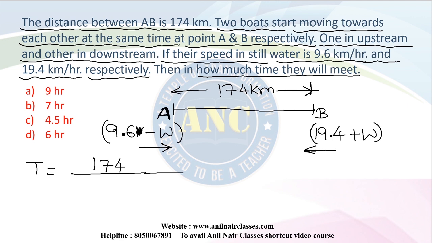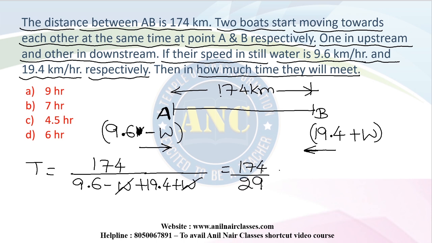Whenever two boats are traveling in opposite direction, it is the sum of the speeds once again. Let me write it for your understanding: 9.6 minus W plus 19.4 plus W. Minus W and plus W cancel. So it is 174 divided by 19 plus 9 is 28, 0.6 plus 0.4 is 1, 28 plus 1 is 29. 174 divided by 29, the answer for this question should be 6 hours. In how much time will they meet is the question. They both will meet after 6 hours from their starting point.